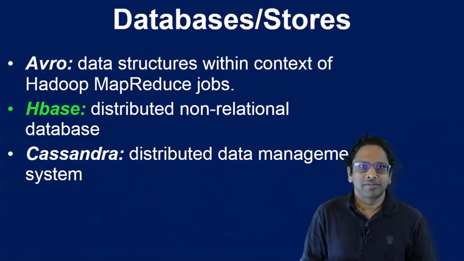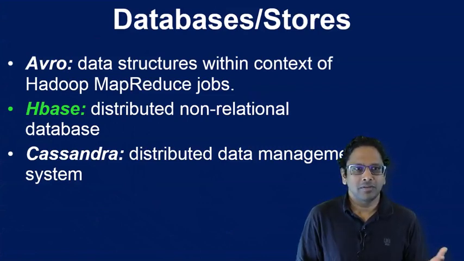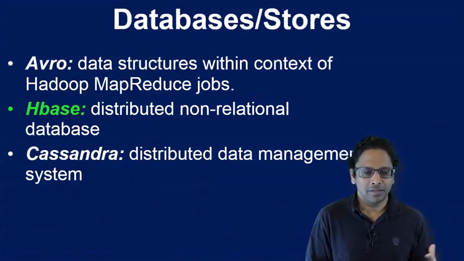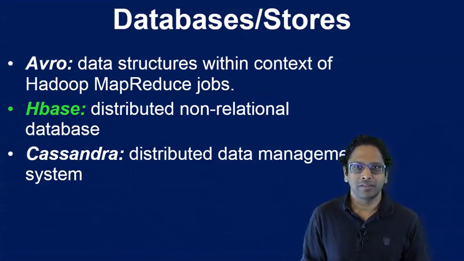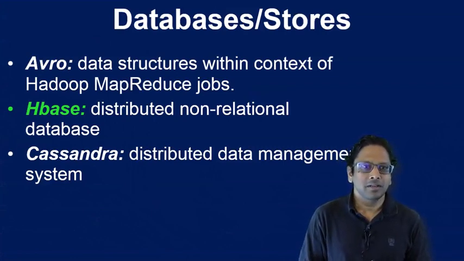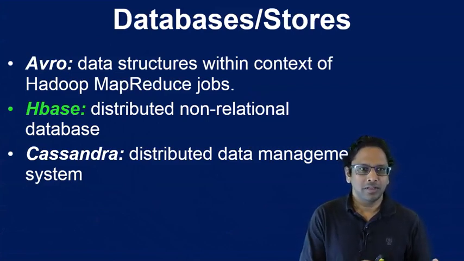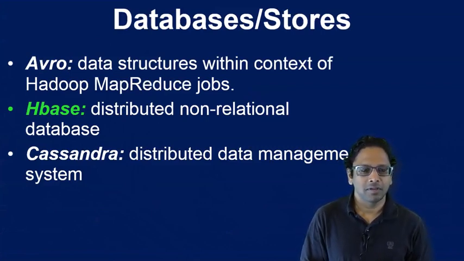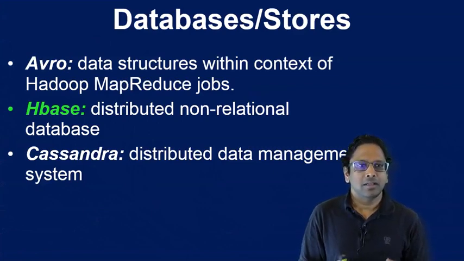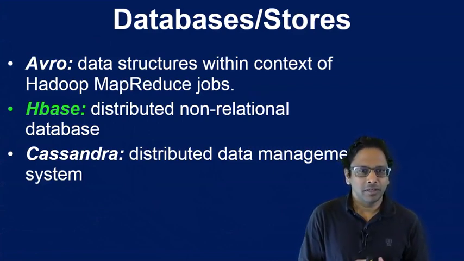So some examples of database stores. Avro is a good one where it lets you use data structures within the context of Hadoop MapReduce jobs and process data in an efficient way. HBase is a distributed non-relational database, and we'll go into more detail about HBase in the upcoming slides. And then Cassandra is a distributed data management system, which is very efficient working with data in Hadoop.